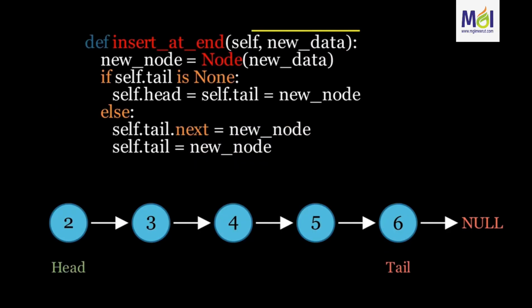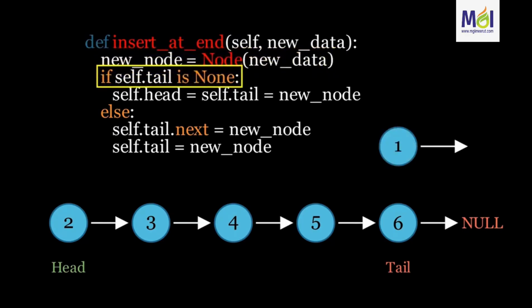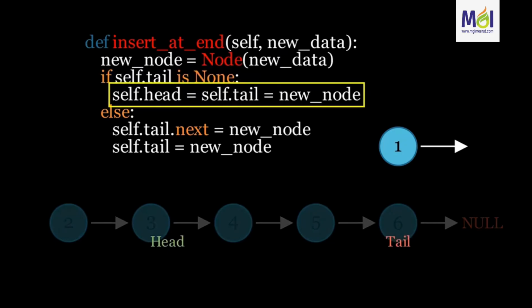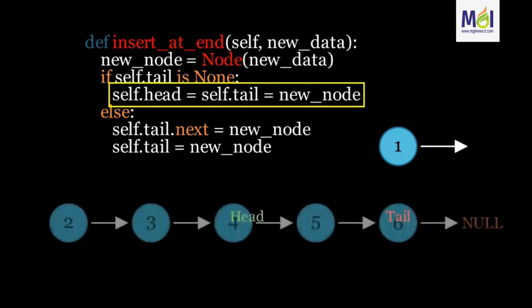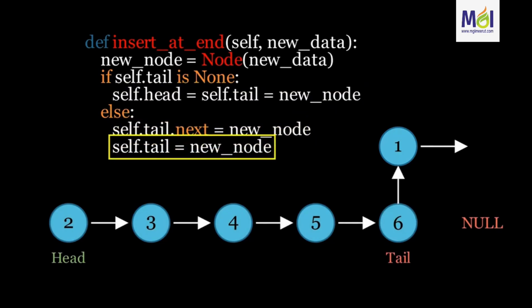Inserting at the end is also similar. It starts with defining the function, with the new data as the input parameter. Next, it creates a new node with this data. The algorithm then checks if the list is empty. If it is, it assigns both the head and tail to this new node. If the list is not empty, it sets the next pointer of the current tail node to the new node, and then updates the tail to the new node.